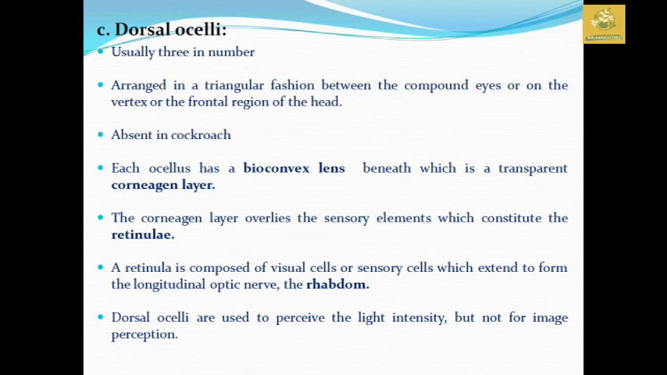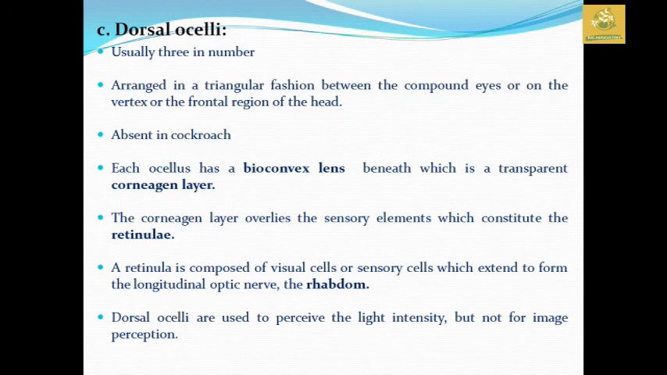While seeing the ocelli, they have a biconvex lens, beneath which a transparent corneagenous layer is made. The corneagenous layer overlays the sensory elements which constitute the retina of the ocelli in the insect body. A retina is composed of visual cells as well as sensory cells. They extend to the longitudinal optic nerve, which is known as the rhabdom.